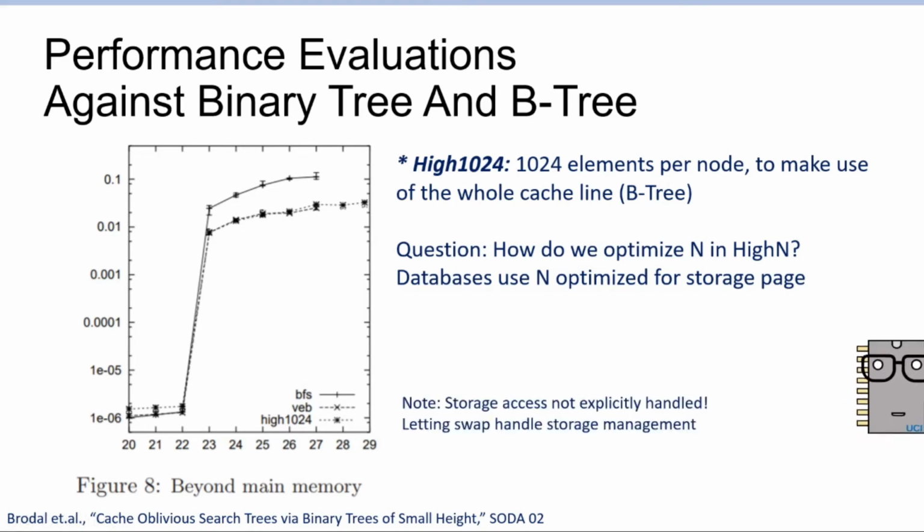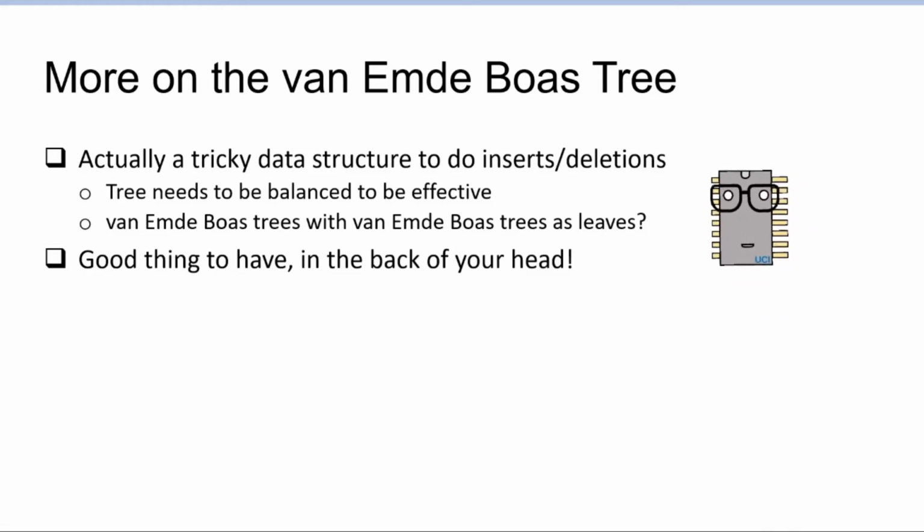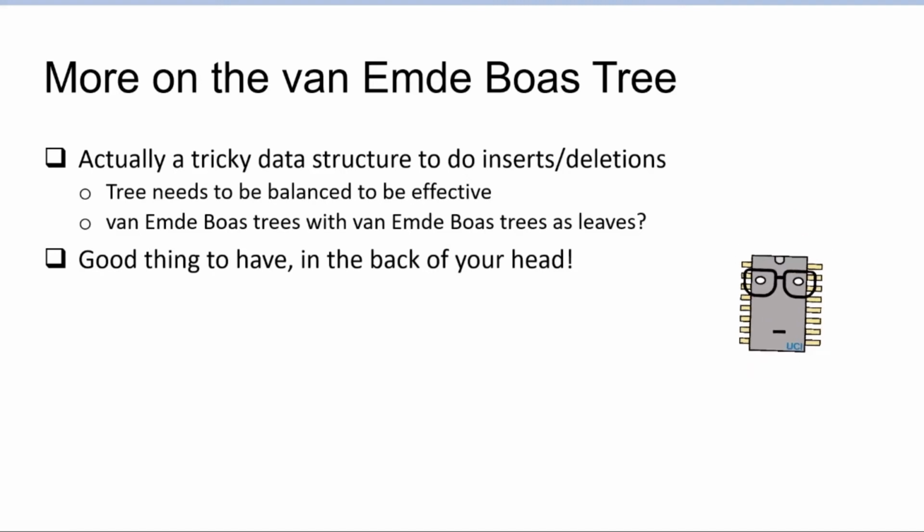Oh yeah, I mentioned this already. And as an aside on the van Emde Boas trees, the van Emde Boas tree is actually a tricky data structure to do correctly, because they only work very well when the trees are balanced. And to maintain the balanced nature, it's a tricky data structure to do inserts and deletions, and then rebalance the recursively defined data structure. But it is a good thing to have in the back of your head, I think. A simple scenario in which this may be useful would be if you construct a tree in the beginning and you have to read it multiple times, for example.